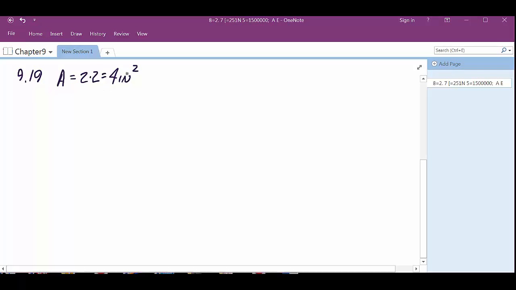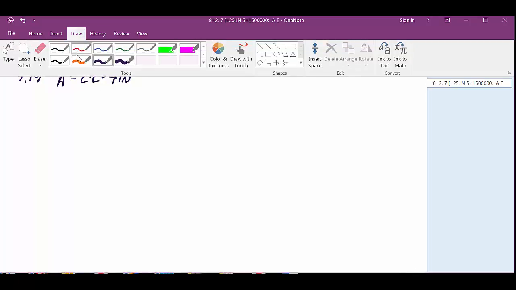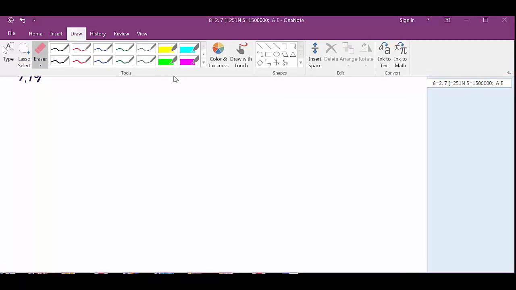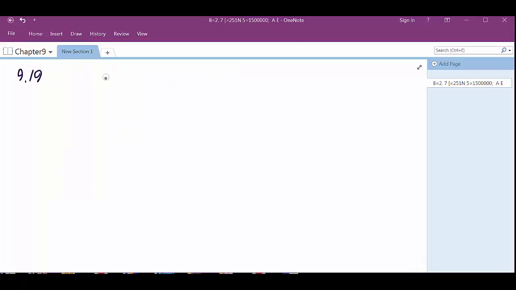Oh, I'm looking at the wrong problem, sorry. It's not 4 inches. I was looking at problem number 15. I think I still need to know the area though, don't I? See, 19, yeah, I still need the area. I was just looking at the wrong problem.